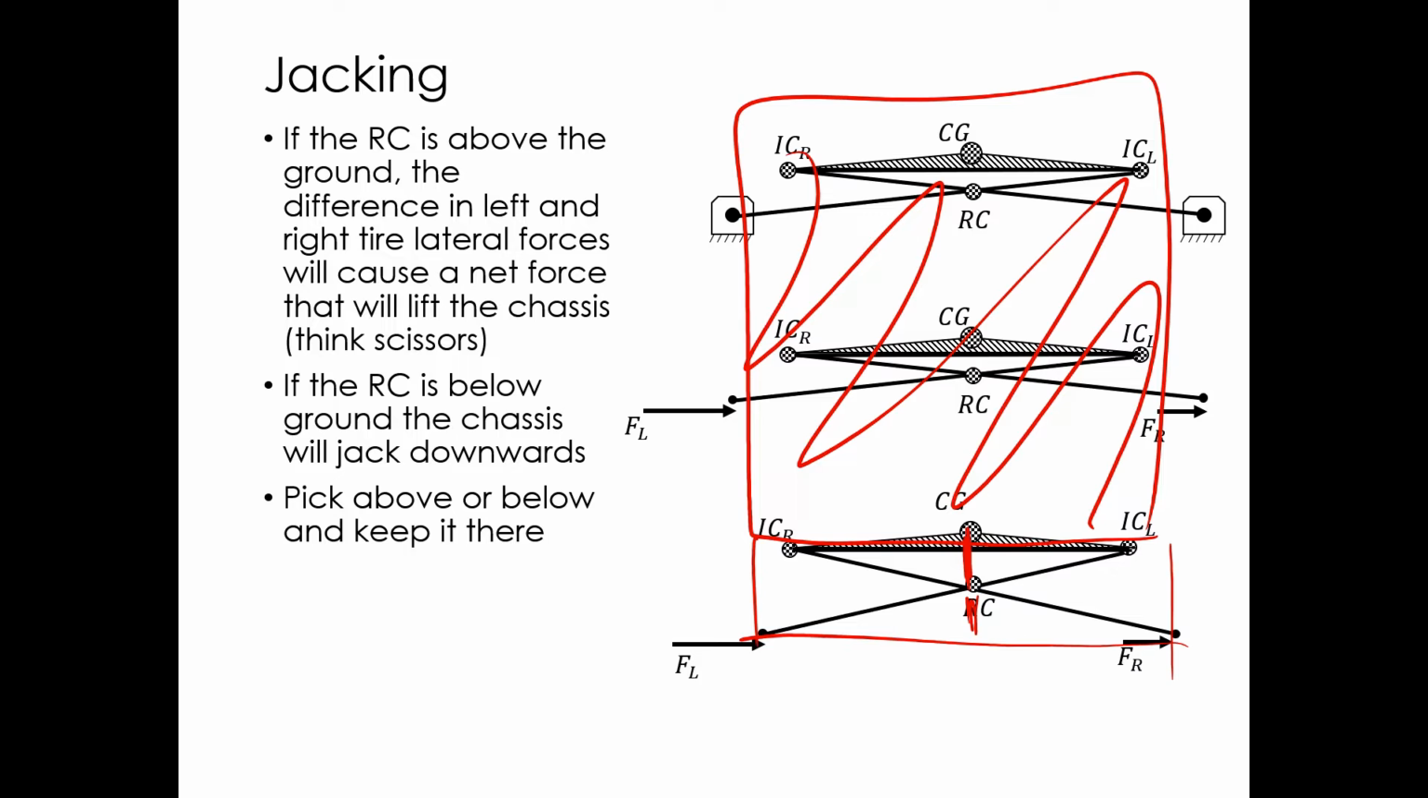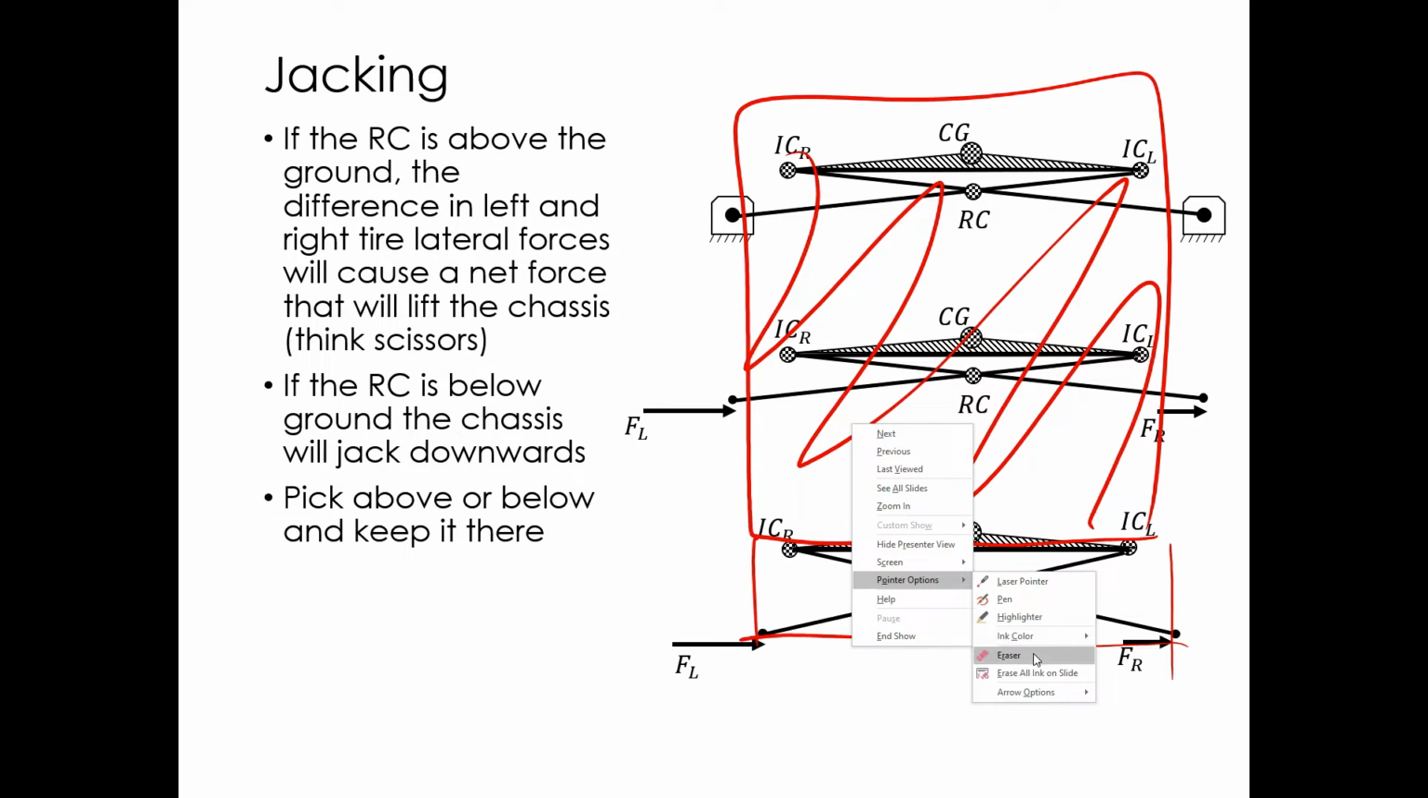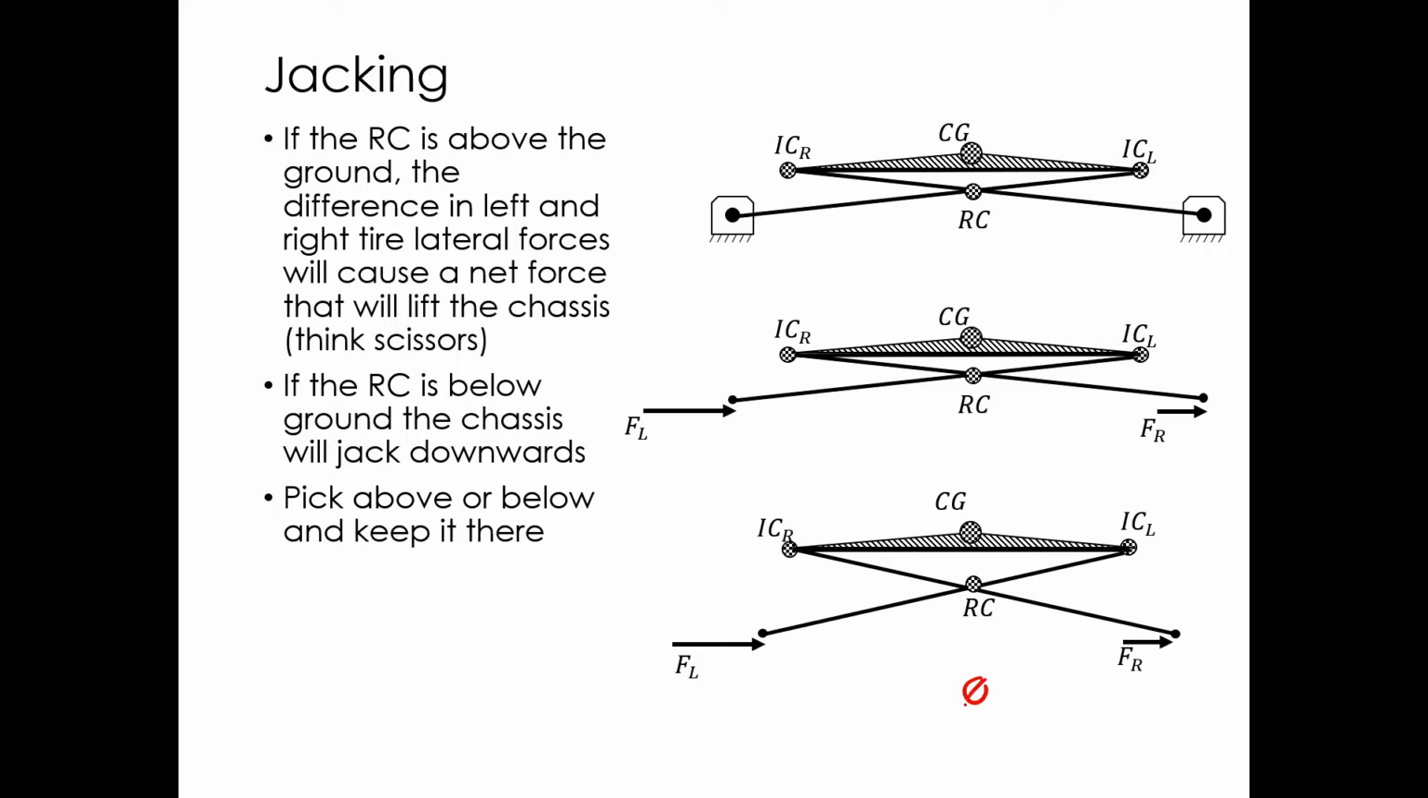So if the roll center is below ground, then you can see that as these forces act, it's not going to jack. It's going to push this point down as the scissors close, as the tires push in towards each other. It's going to push this point down. I don't know what that's called, but it's not jacking. It's the opposite of jacking. And so that's going to push the car down. As the car goes around a turn, it's going to actually squat down to the ground.